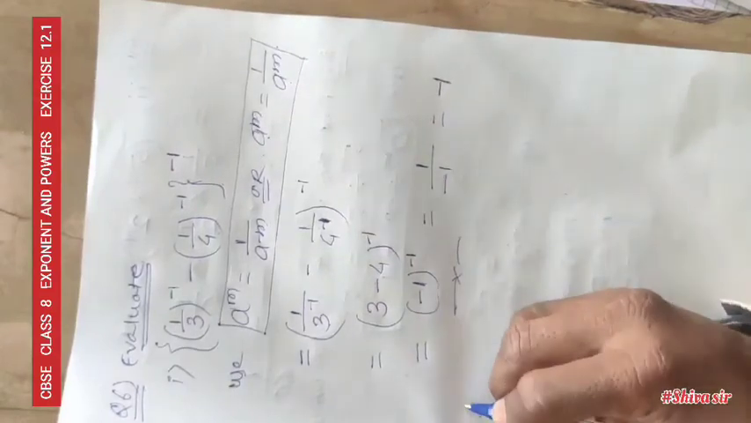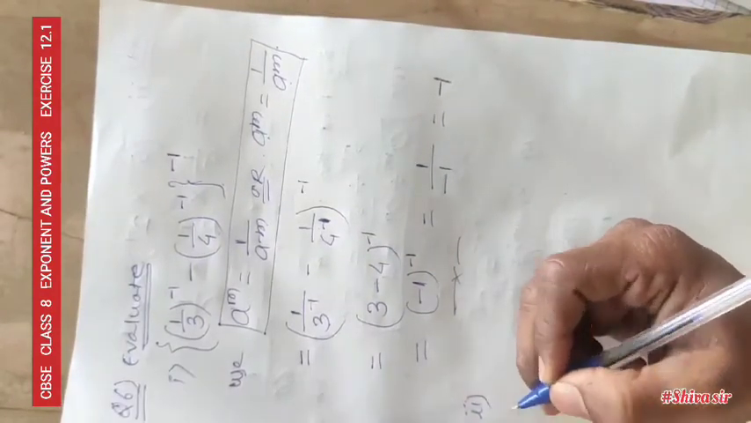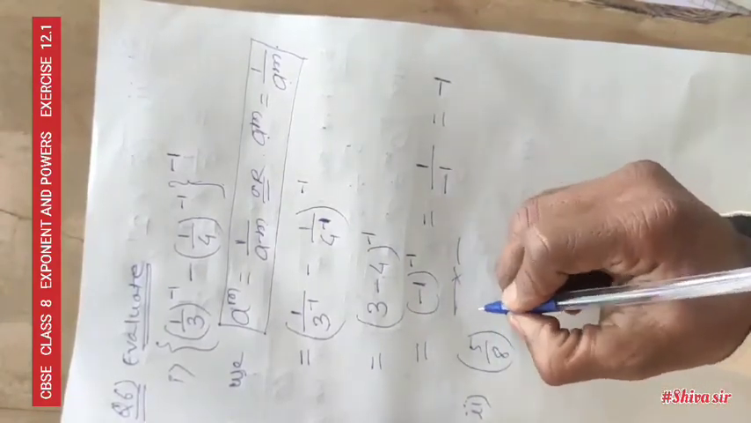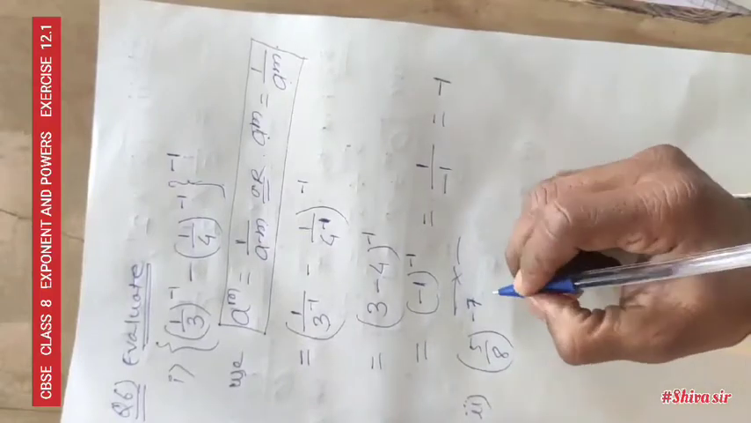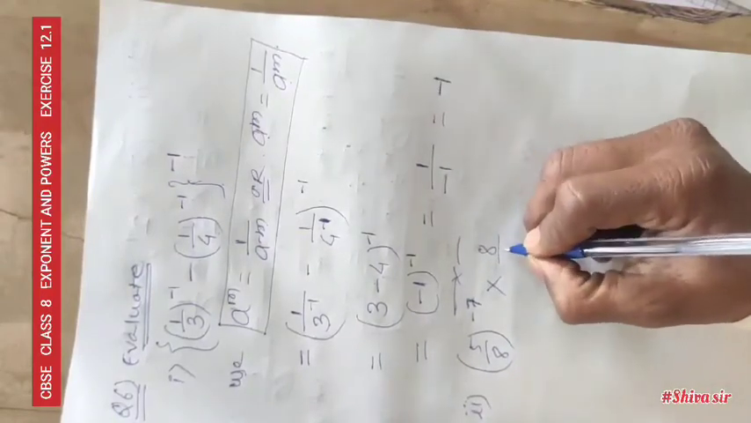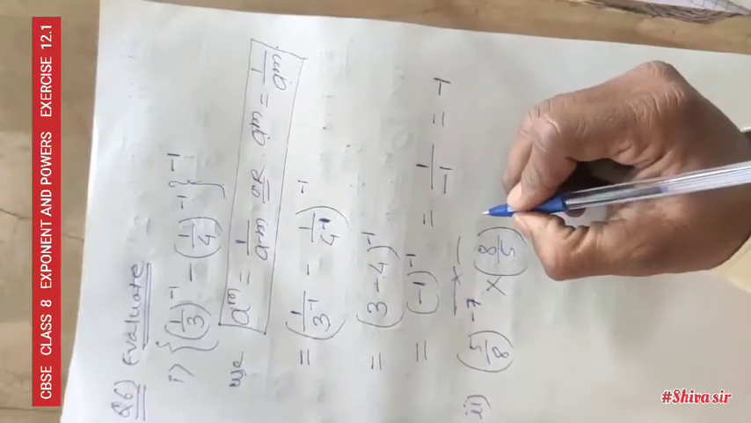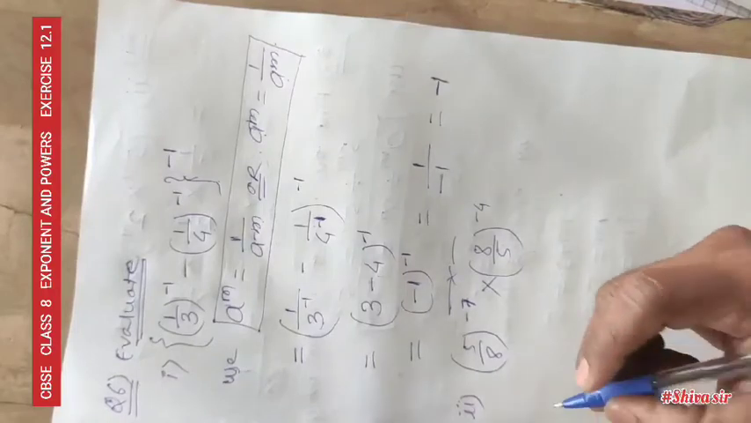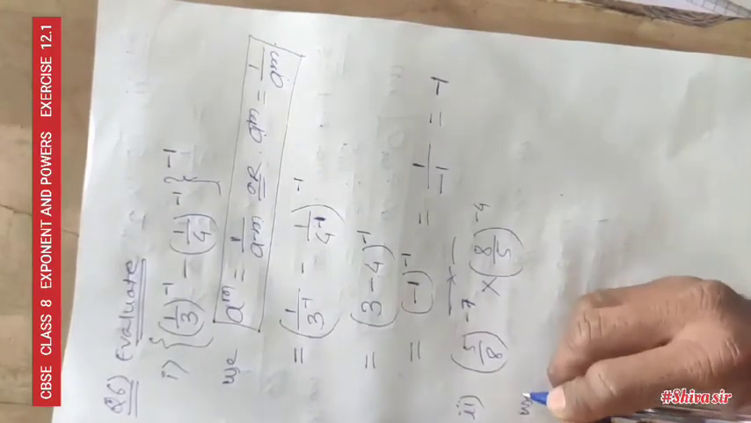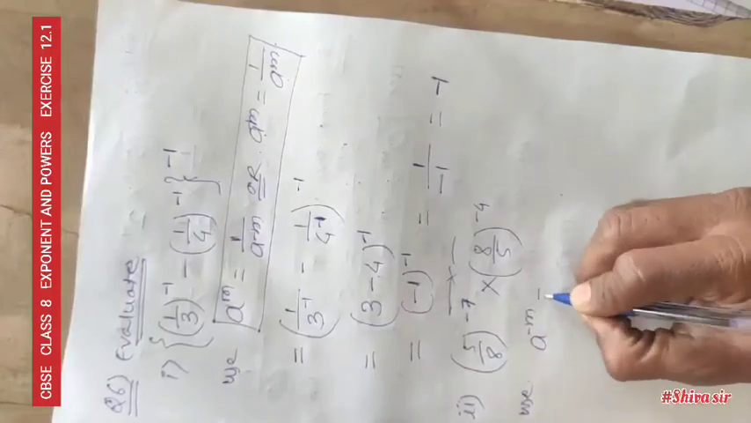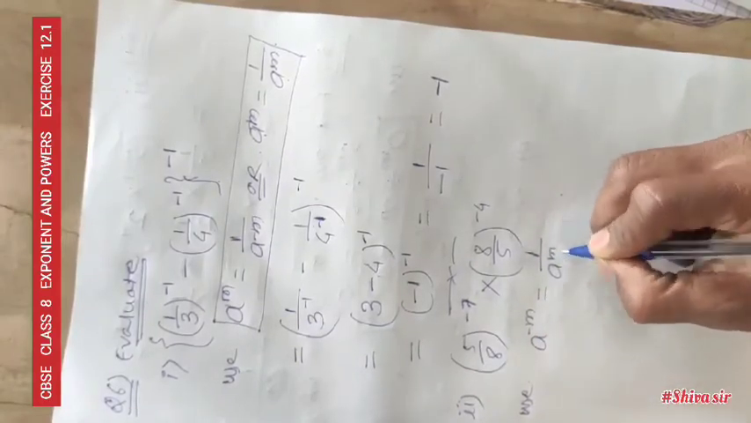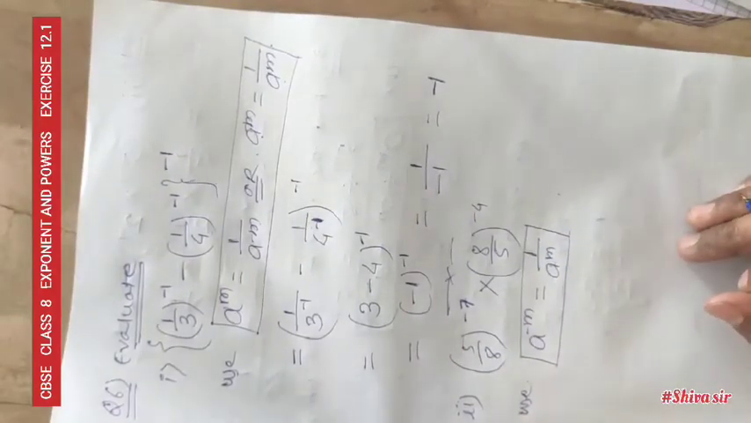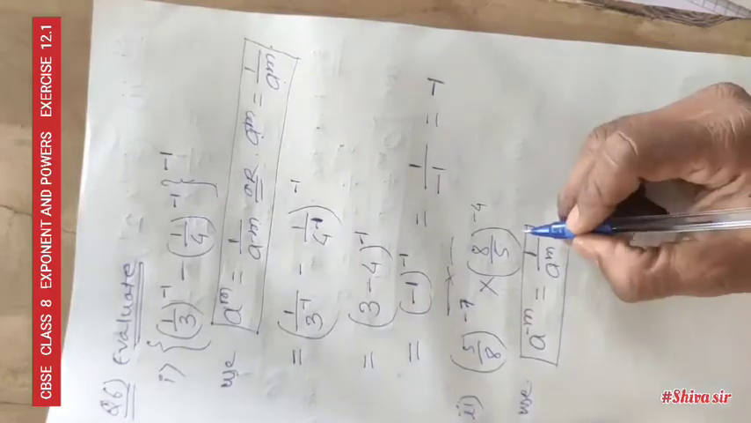Now we write down the second part of question number 6, which is very easy: 5 upon 8 raised to the power minus 7 into 8 upon 5 raised to the power minus 4. Now simply use the multiplicative inverse, that is, a raised to the power minus m is written as 1 upon a raised to the power m. We use this formulation for the second term.